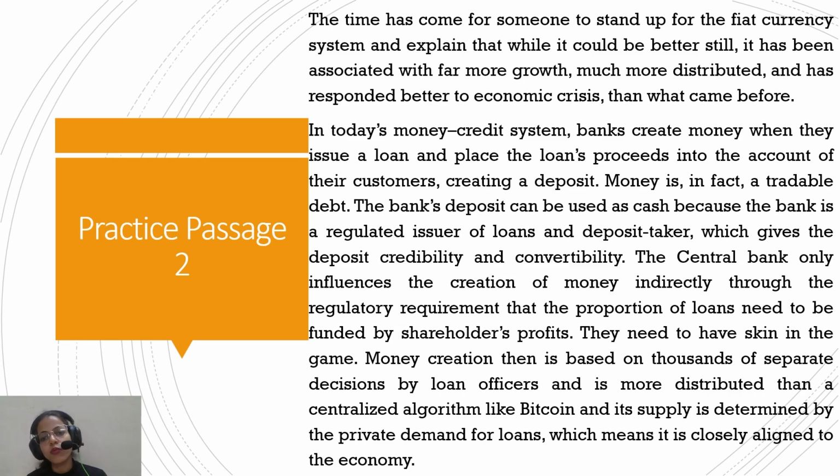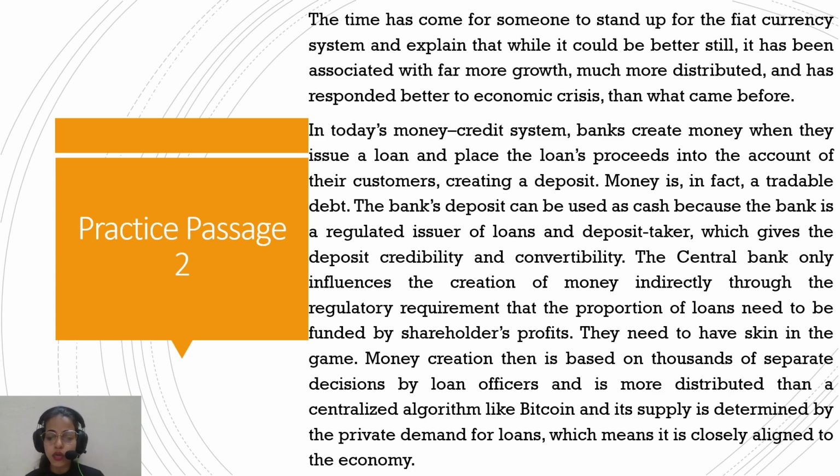The time has come for someone to stand up for the fiat currency system and explain that while it could be better, it has been associated with far more growth, much more distributed, and has responded better to economic crisis than what came before. In today's money credit system, banks create money when they issue a loan and place the loan's proceeds into the account of their customers, creating a deposit. Money is, in fact, a tradable debt. The bank's deposit can be used as cash because the bank is a regulated issuer of loans and deposit taker, which gives the deposit credibility and convertibility.